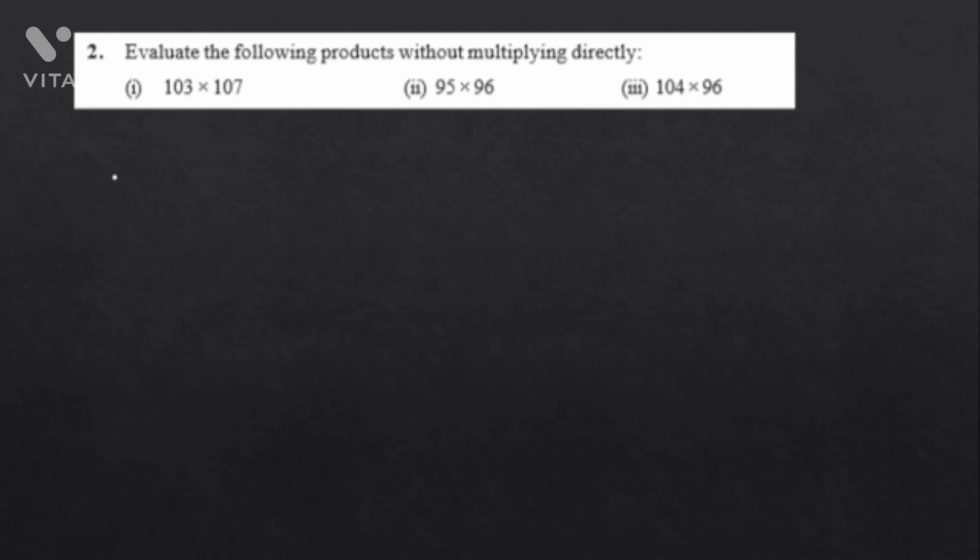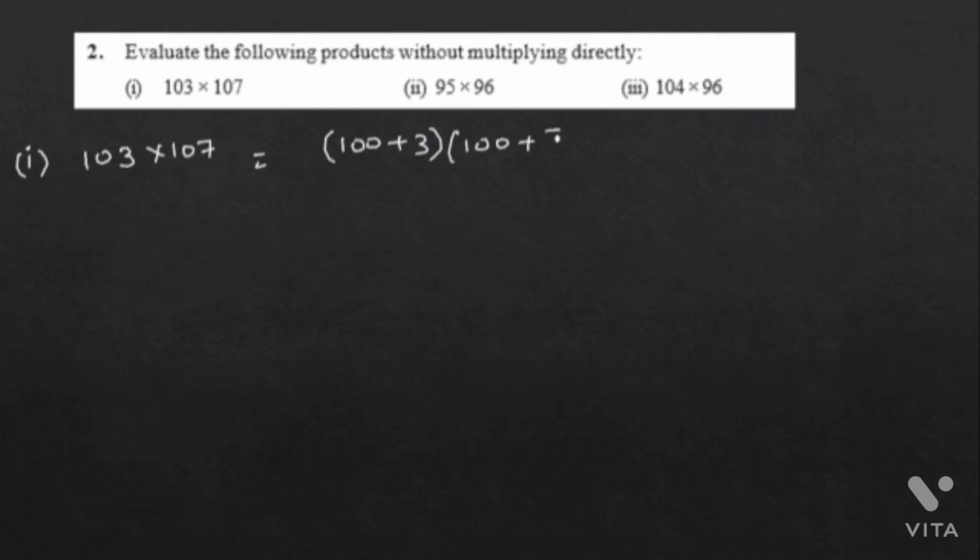Second question, evaluate the following products without multiplying directly. First subdivision, 103 into 107. We can write 103 as 100 plus 3, isn't it? 107 we can write as 100 plus 7.